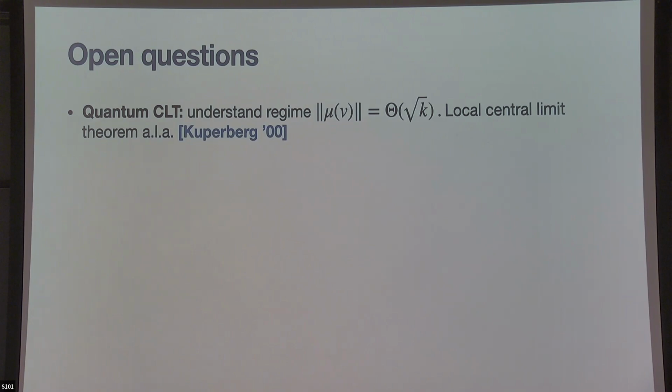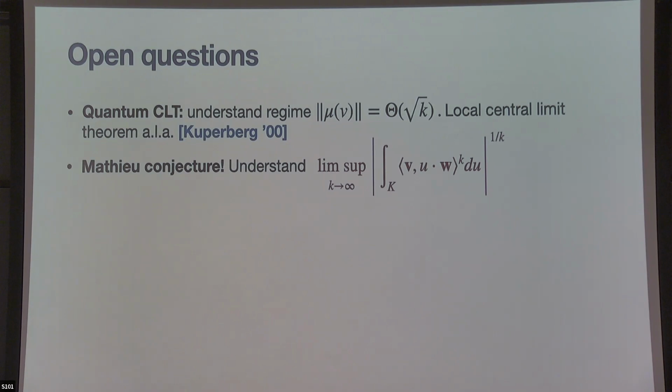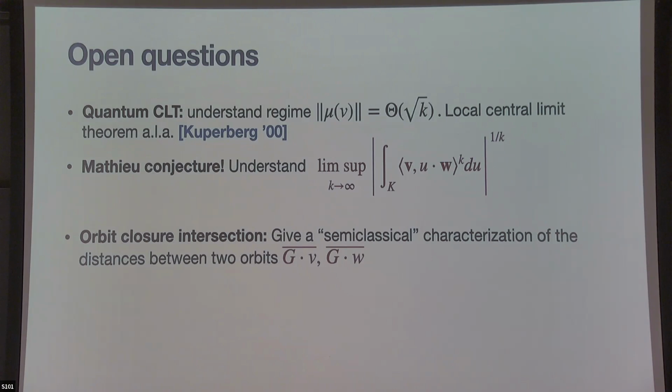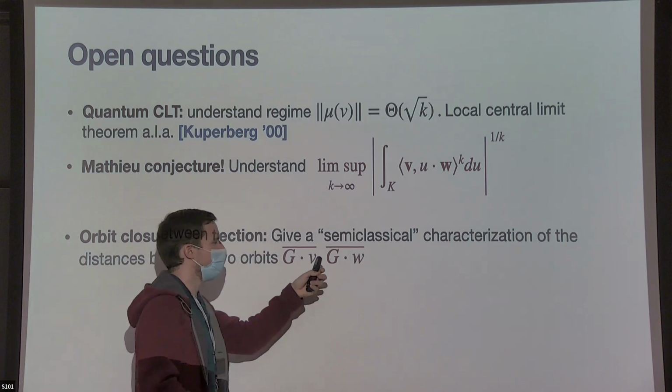And as I pointed out, it would be nice to understand this limit because it seems like it could help with the two conjecture. And also give some characterization of the distance between orbit closures in terms of this quantity.